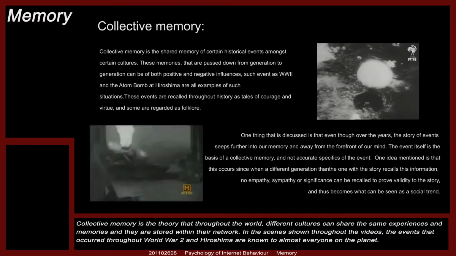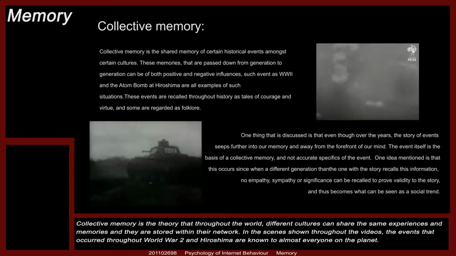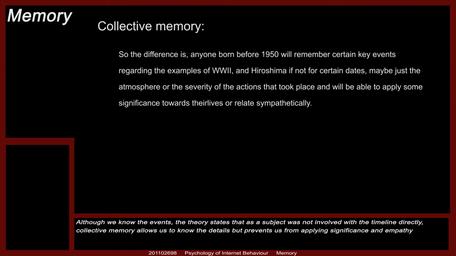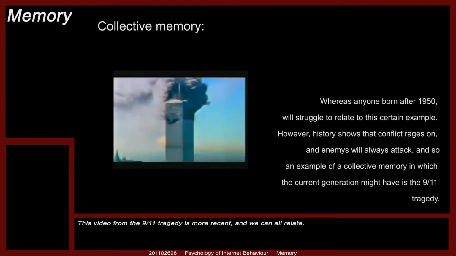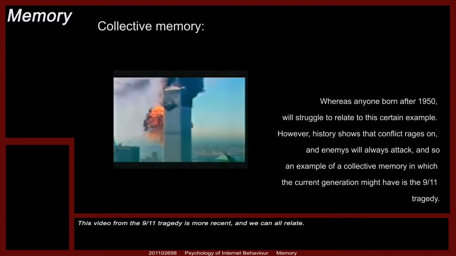Collective memory is the theory that throughout the world different cultures can share the same experiences and memories, and they're stored within the network. In the scenes shown throughout the videos, the events that occurred through World War II and Hiroshima are known to everyone on the planet. Although we know the events, the theory states that as the subject was not involved with that timeline directly, collective memory allows us to know the details but prevents us from applying significance and empathy. This video from the 9/11 tragedy is more recent and we can all relate.